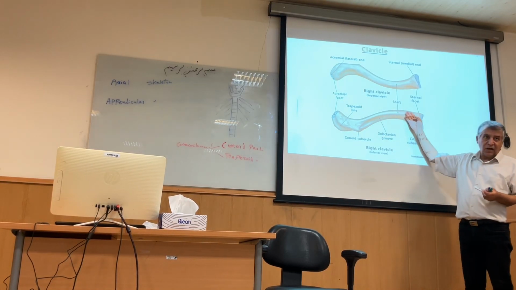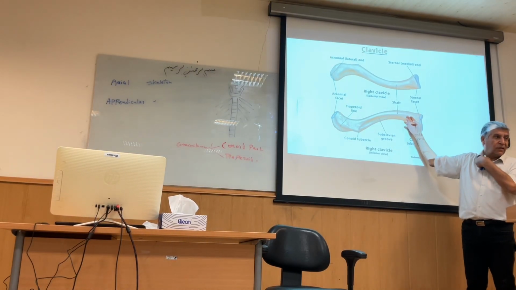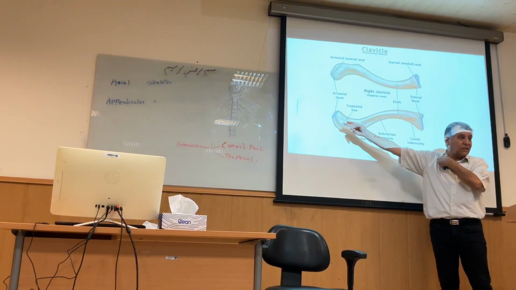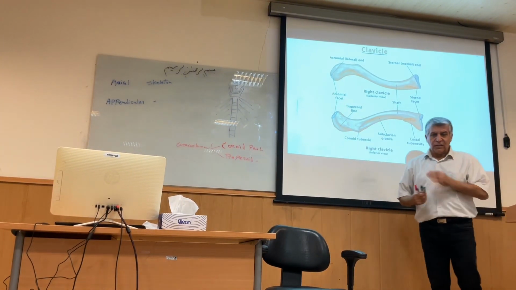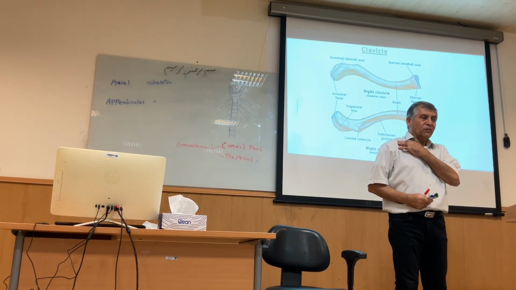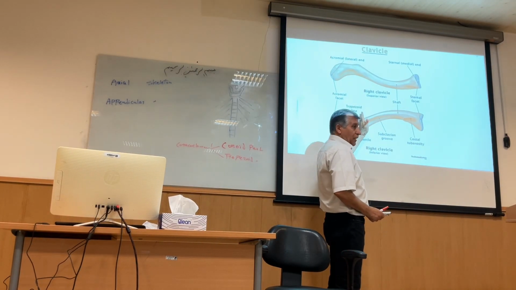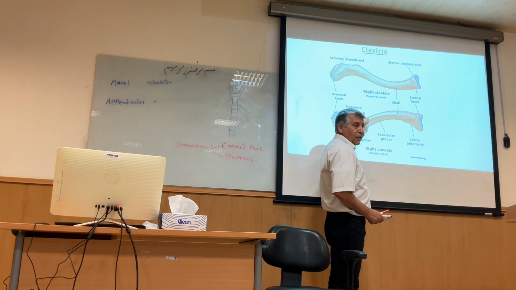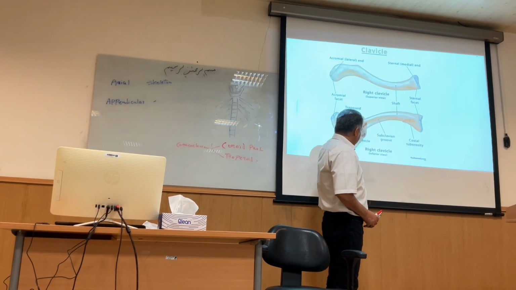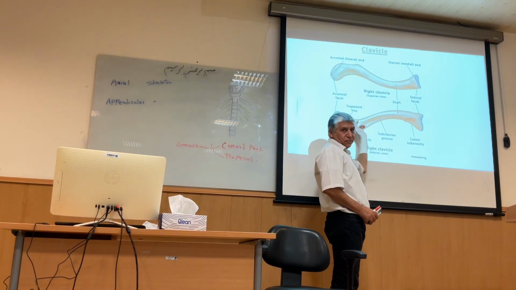Two-thirds medially of the clavicle is convex. One-third laterally is concave. The border between the medial two-thirds and lateral one-third is a common site for fracture. Fracture of the clavicle is here, at the border between convexity and concavity. Okay?